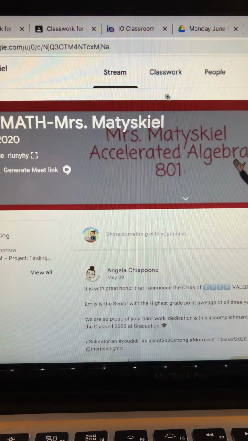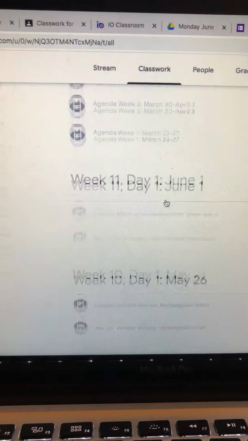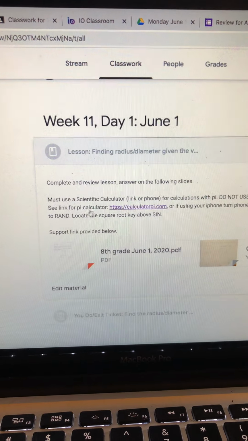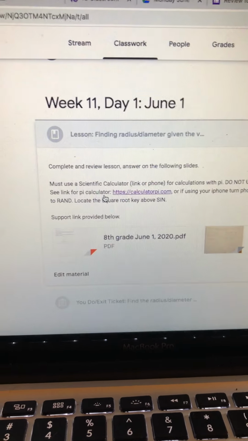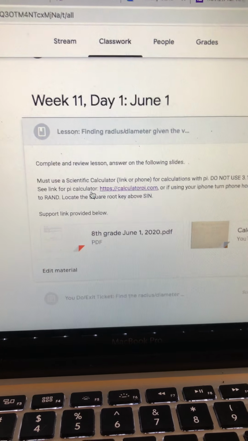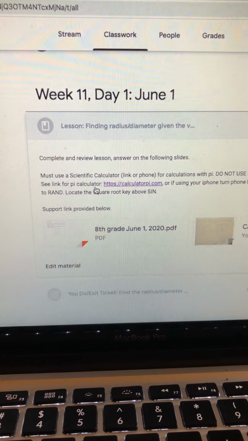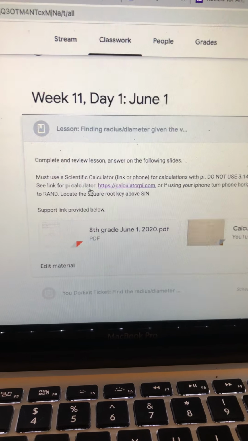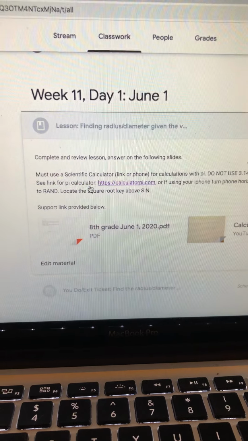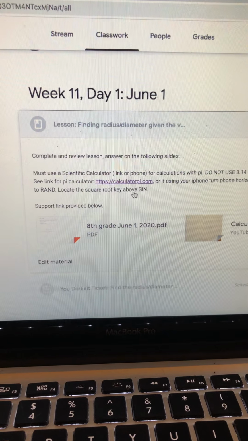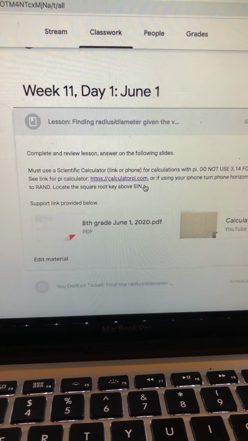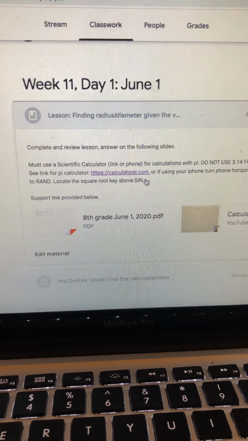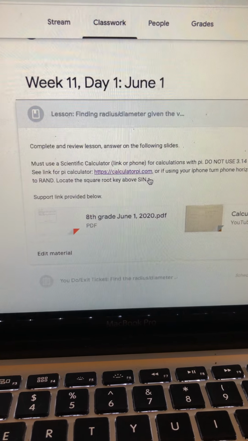So you'll go to your classwork tab. You're going to scroll down to week 11, day 1, June 1st. You'll see your lesson here. Click on it. Remember, we are using a scientific calculator anytime we work with pi, so the link is still available. Or if you use your iPhone, you turn it horizontal and you'll locate the pi key next to rand. Today, you are going to also need the square root key, which is above sine. I will show you that in the lesson. I put a picture up for you guys to see it visually, but just be mindful that you will need the square root key during today's lesson.